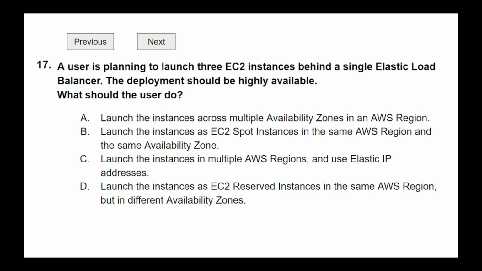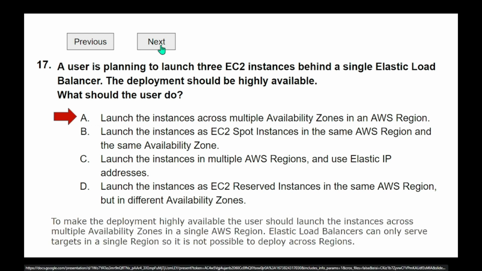The answer is option A. You are supposed to launch the instances across multiple availability zones in an AWS region. It is recommended that you launch in at least two availability zones in each region, so that in case one fails, you'll have the advantage of using the other, and your traffic, using a load balancer, will be deployed to the EC2 instance in the other availability zone. So the answer is option A.